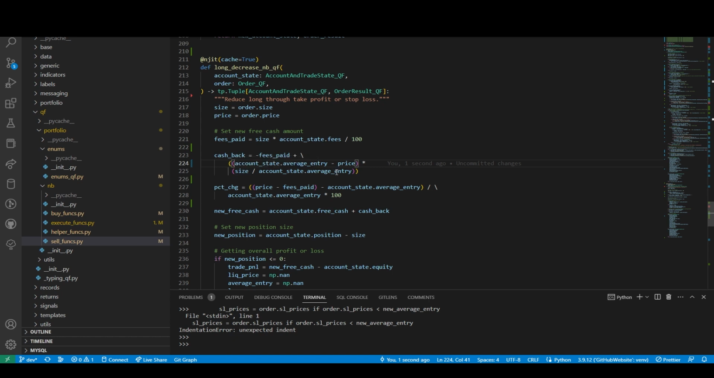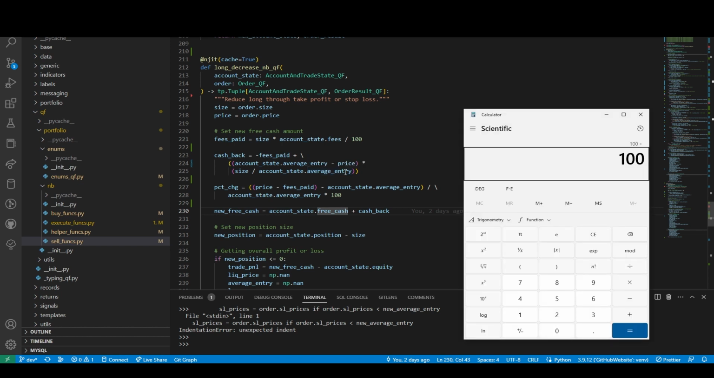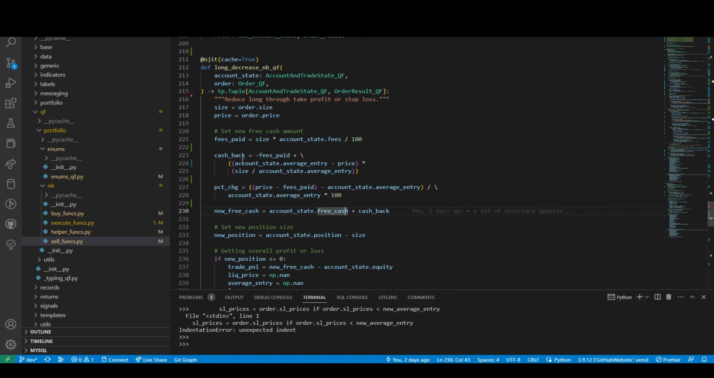Oh, wait, what? All right, let's practice the math thing here. So we have 1,000 minus 900. That gives us 100. Let's say 100 divided by 1,000. It's 0.1. 0.1 times 100. We got $10.